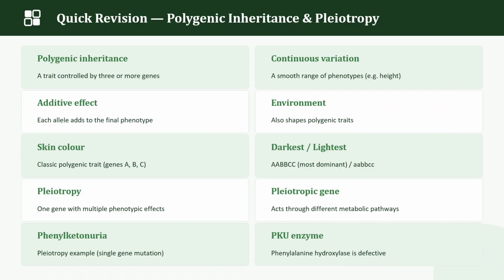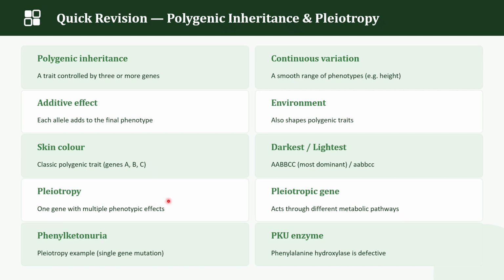Let's have a quick revision. Polygenic inheritance is controlled by three or more genes. It shows continuous variation. Alleles have additive effects, and the environment also influences the phenotype. Human skin color is a classical example of polygenic inheritance. You can see here capital AA, BB, CC is the darkest skin, and small aa, bb, cc is the lightest skin.